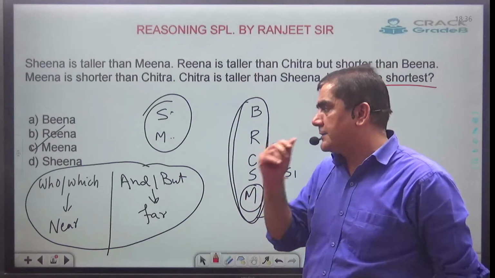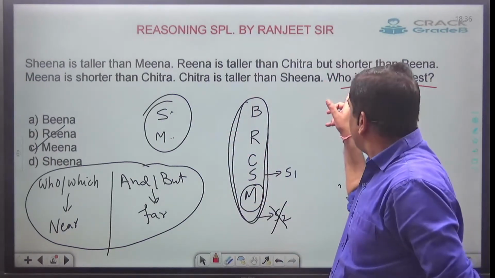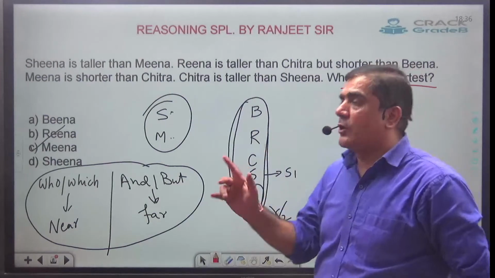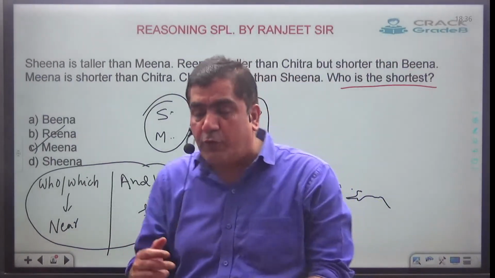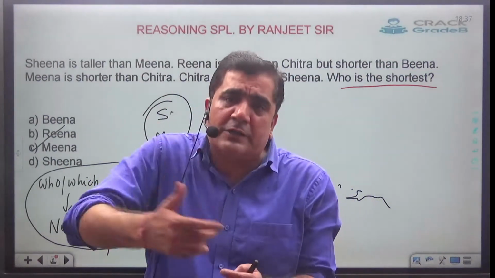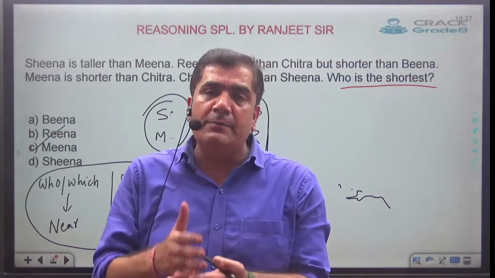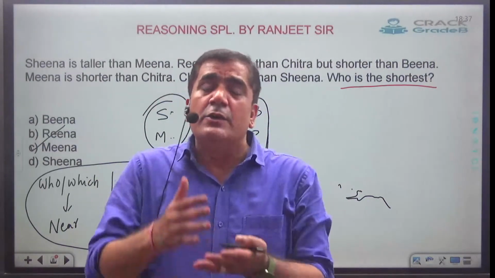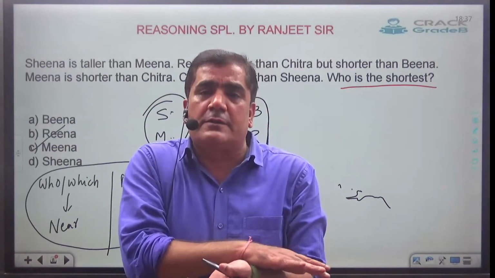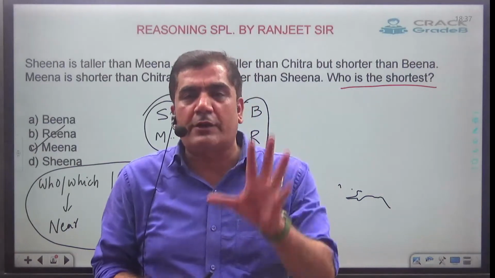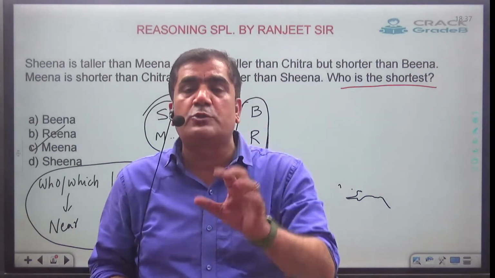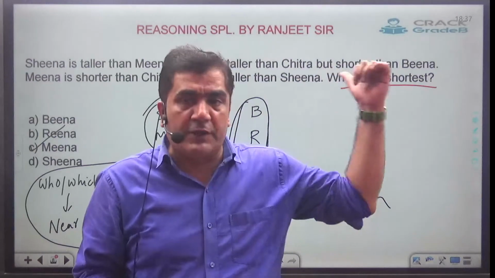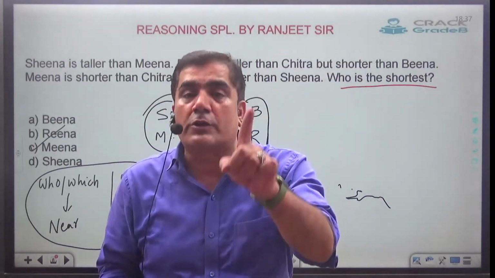Now how to get the answer? See, here the examiner is saying who is the shortest. So everybody in the exam will go looking for who is going to be the shortest. My concept says always go in the reverse direction. See, examiner is saying who is the shortest. Now your job is to find out who, out of these, can't be the shortest.